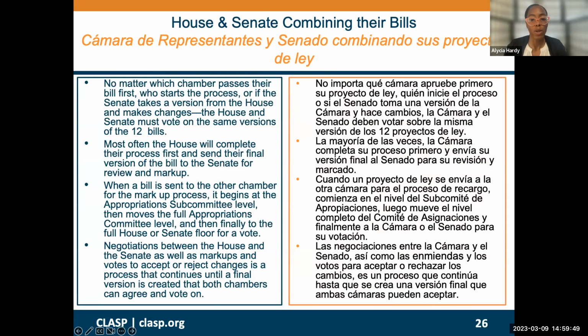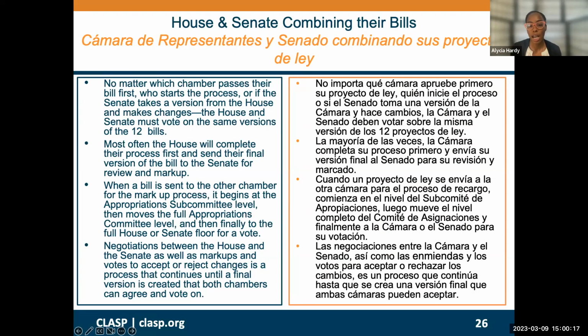So, no matter which chamber passes their bill first, or who starts the process to draft bills, or if the Senate takes a version from the House and makes changes, the House and Senate must vote on the same version of all 12 appropriations bills. Usually, the House will complete their process first and send their final version of the bills to the Senate for review, markup, amendments, and voting.